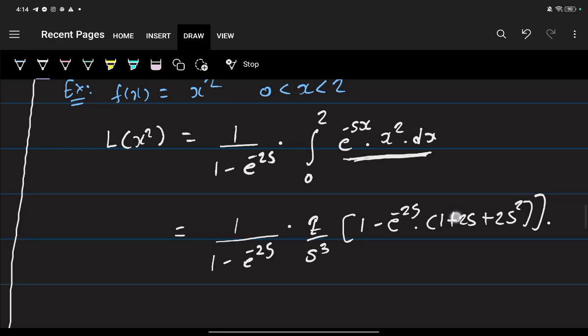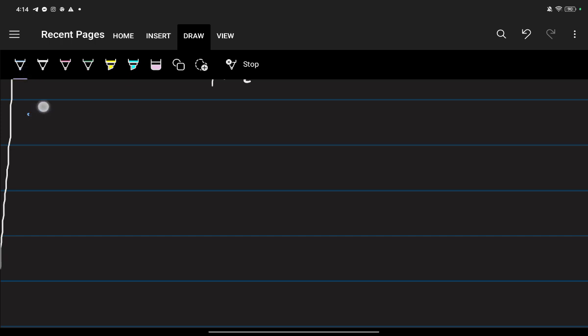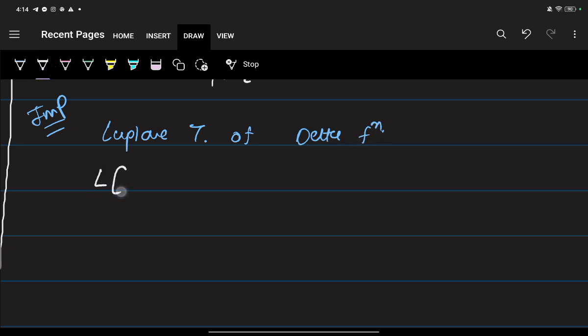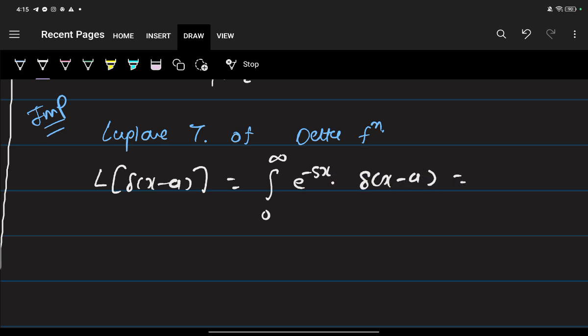Now the Laplace transformation of a Dirac delta function, very important and my personal favorite. It is very easy. The Laplace transformation of delta x minus a is the integral from 0 to infinity of e raised to minus sx times delta x minus a, and that gives us e raised to minus sa. Okay, you must memorize this result. It will be really helpful in the exam.